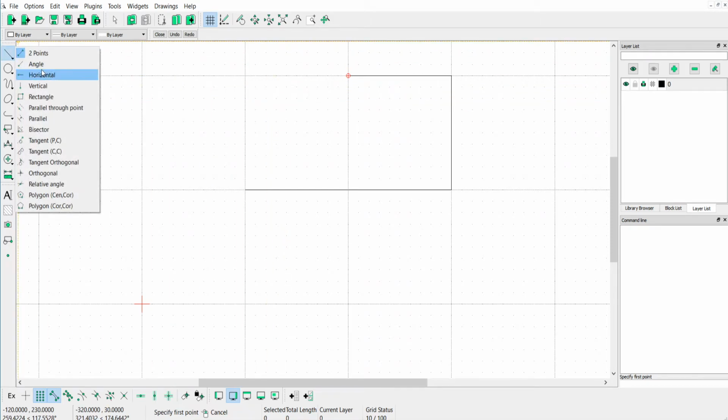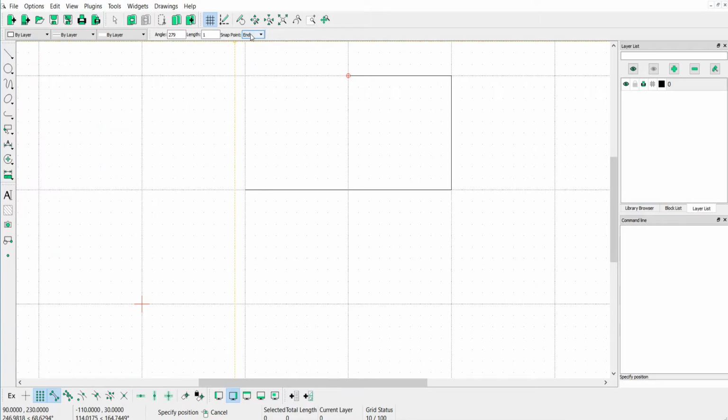at a specific angle. Click the left mouse button here and select the angle option. It allows you to specify the angle.